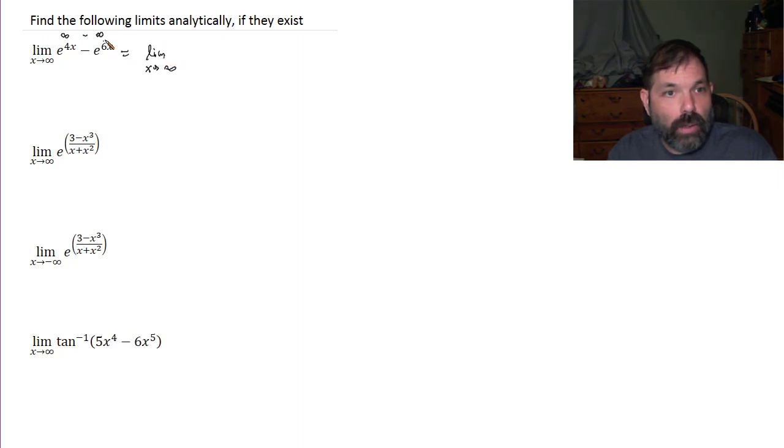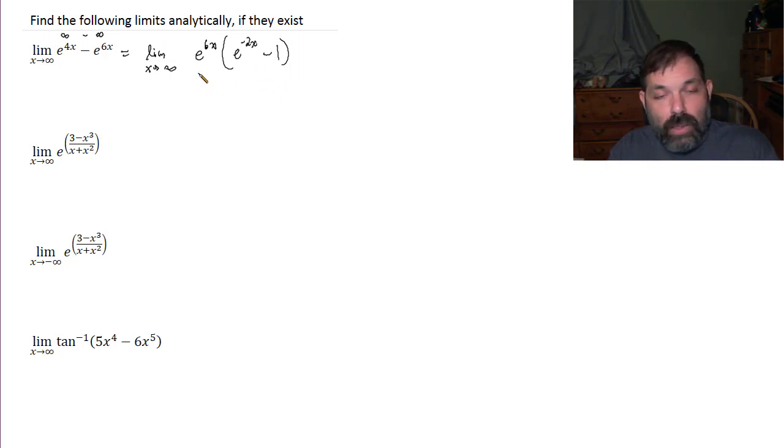So here, between e to the 4x and e to the 6x, I would factor out the e to the 6x. So this is e to the 6x times e to the negative 2x. That would give me e to the 4x minus 1.